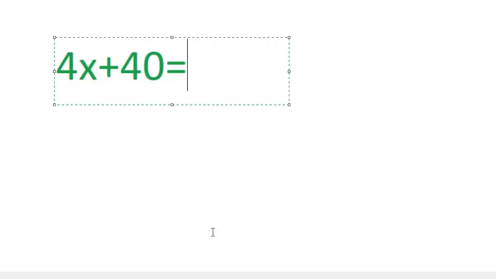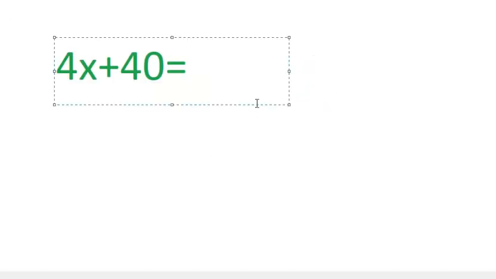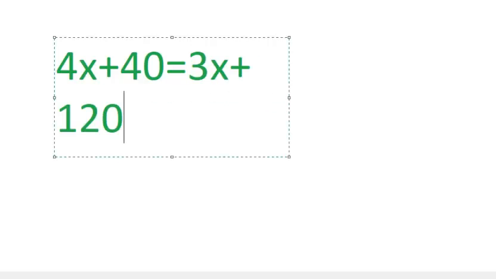That should be equal to something else: the perimeter of this other one. So x plus x plus x, I have 3 x's, so it will be 3x. Now 55 and 50, that will be 105. So 105 plus 15 will be 120. So 3x plus 120. That will be the perimeter of the triangle. So 4x plus 40 equals 3x plus 120.